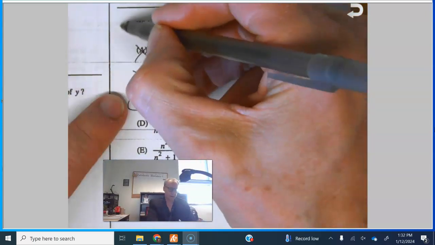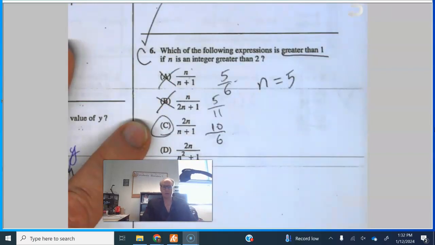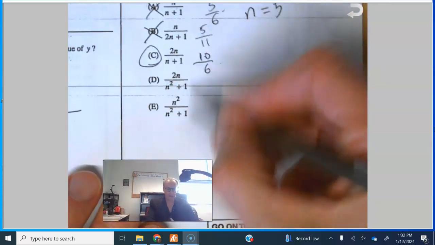Now, like I said before, time is of the essence. So what I would do is put a check mark, and then I'd come back to it if I had time. And when I came back to it, I would actually do the other two.